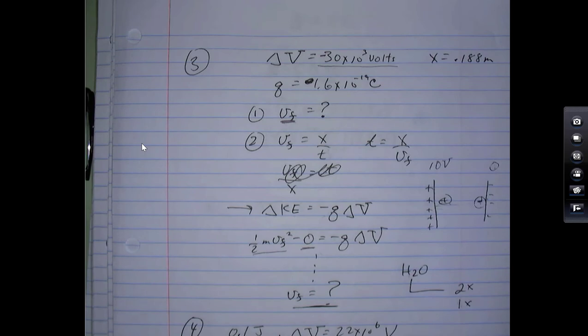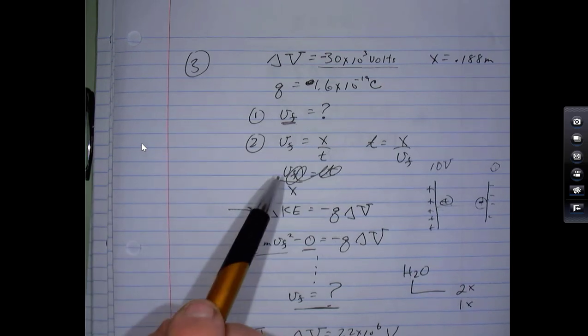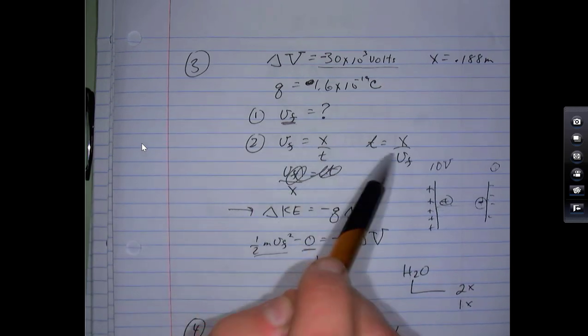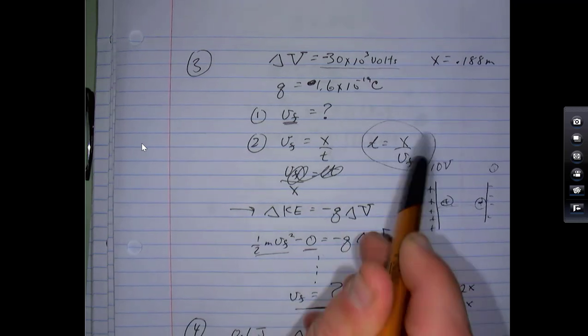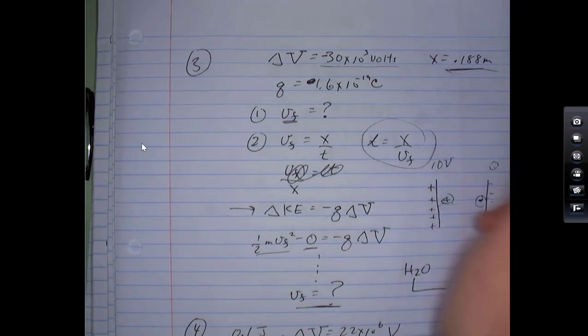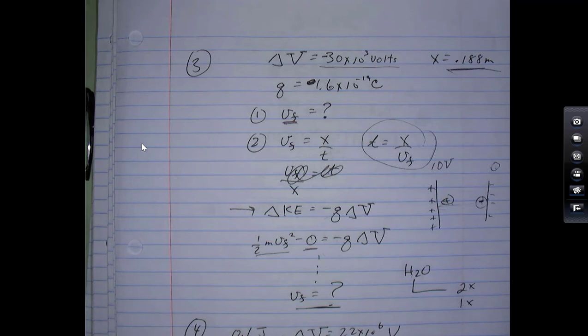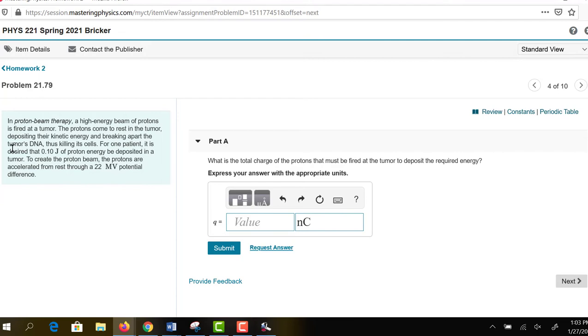They don't actually ask for how fast you're going, but you need to get how fast you're going to actually answer the question that's being asked. And then you can use this to figure out how long it takes to get across. 18.8 centimeters is 0.188 meters. So divide by 100 when you go from centimeters to meters. Okay, let's look at the next one.